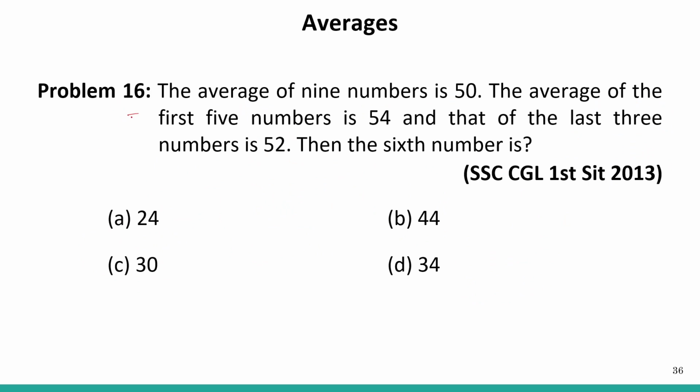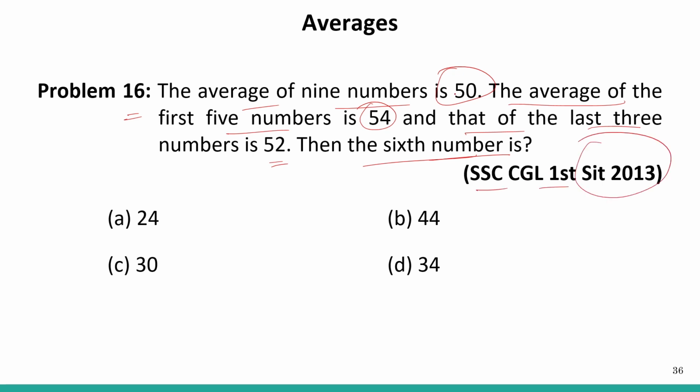So let's see problem number 16. The average of 9 numbers is 50. The average of the first 5 numbers is 54. That of the last 3 numbers is 52. Then the 6th number is what? This question appeared in the SSC CGL first sitting 2013 paper.